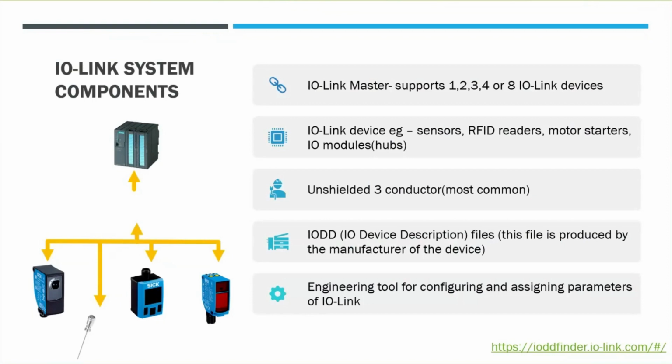A very important component is an IODD file in an IO-Link system, which is actually generated by the vendor or the manufacturer of that particular device. And I'll talk more in other slides about it, but this is a key component for IO-Link to basically function with the IO-Link master block. Also, you need an engineering tool for configuring and assigning parameters of IO-Link.